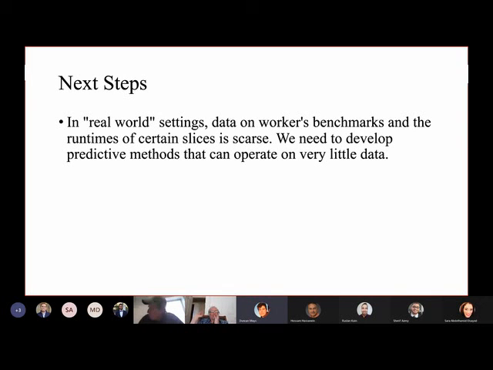The next steps in this research are as follows. In real-world settings, we have very limited data on workers' benchmarks and the runtimes of slices. In the context of DCP, to be useful, we would need our analytics to work after only a handful of slices have returned. And so we need to develop predictive methods that can operate on very little data.